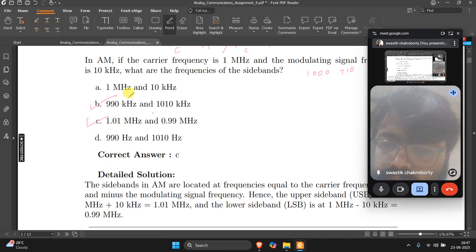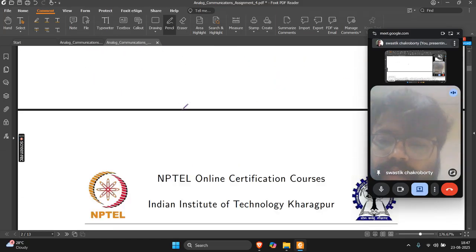But the lower sideband is at 0.99 megahertz or 990 kilohertz. The upper sideband is at 1010 kilohertz or 1.01 megahertz.